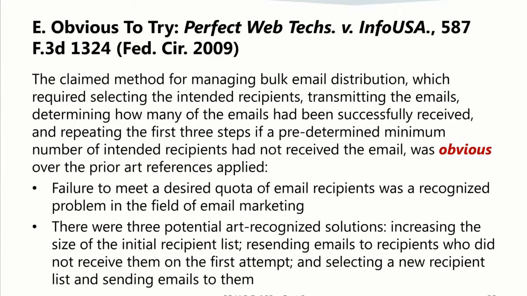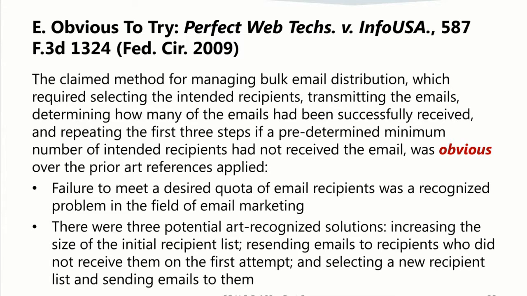Our first example of the obvious to try rationale is Perfect Web Text versus InfoUSA. The claim was directed to a method for managing bulk email distribution, which required selecting intended recipients, transmitting the emails, determining how many of the emails had been successfully received, and repeating the first 3 steps if a predetermined minimum number of intended recipients had not received the email.